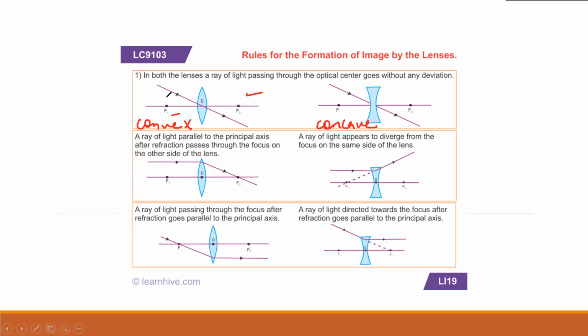Now the first rule, for convex: when a ray of light is passing through the optical center, it will go straight without changing its path. A similar rule applies to concave, the diverging lens. When a ray of light passes through the optical center, it goes straight without any divergence.